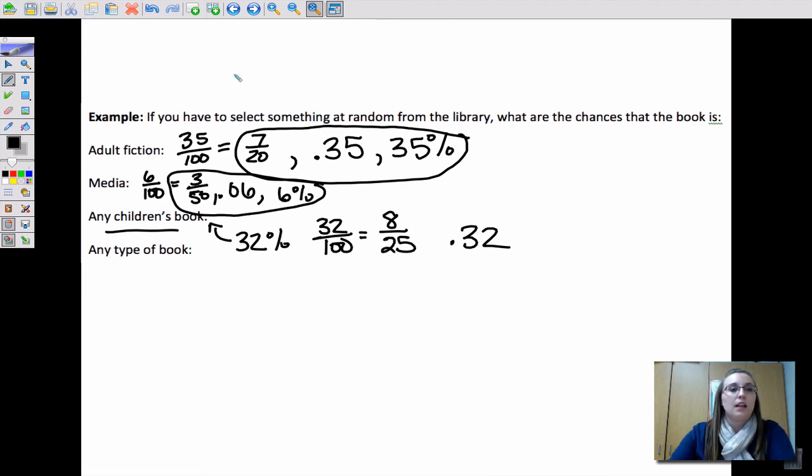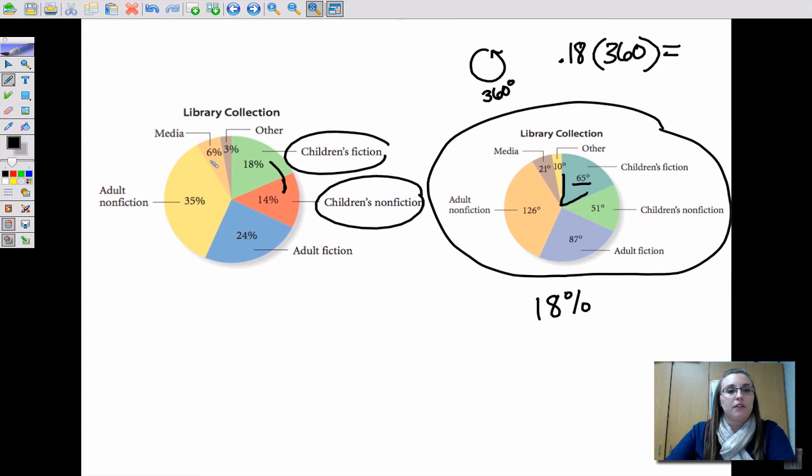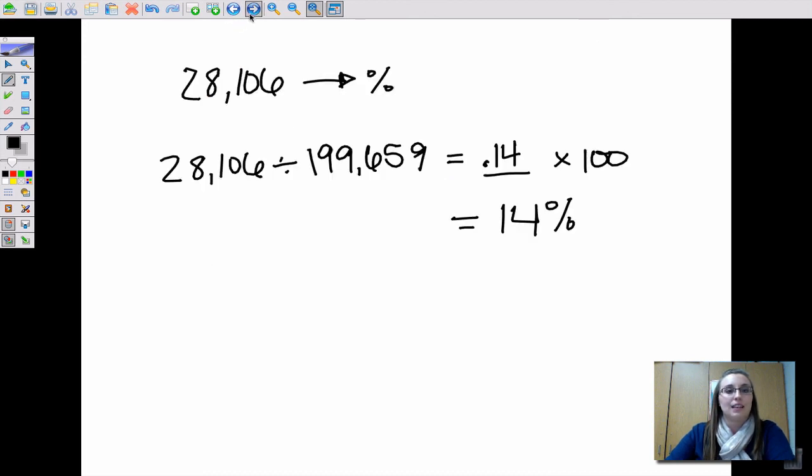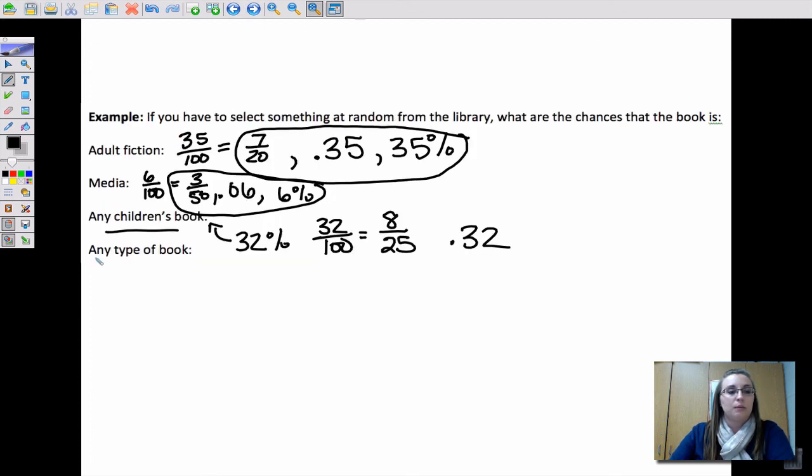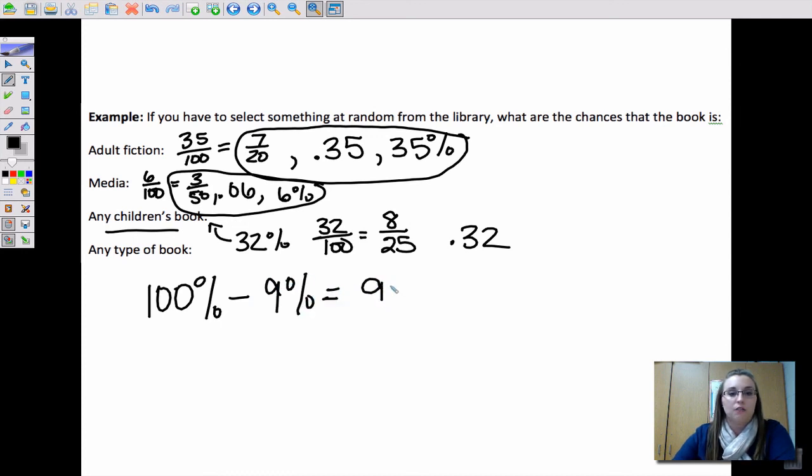Any type of book, you would just calculate everything other than media and other. So I could take 6% and 3% and I would know that that's a total of 9% that is not a book. And so when I look here, that means that the probability of selecting any type of book would be 100% of all of the types of things you could choose, minus the 9% that aren't books. That would give me 91% chance of choosing any type of book, or 0.91, or 91 out of 100.